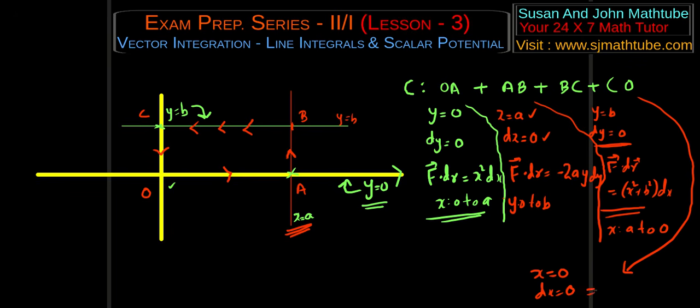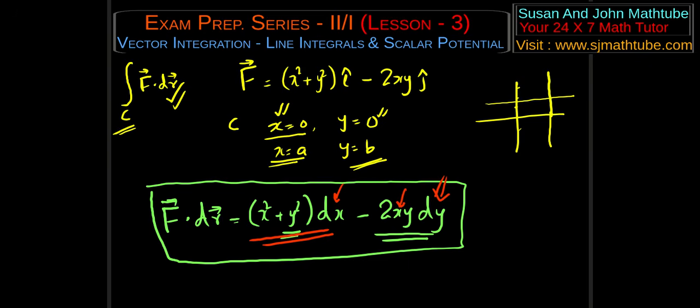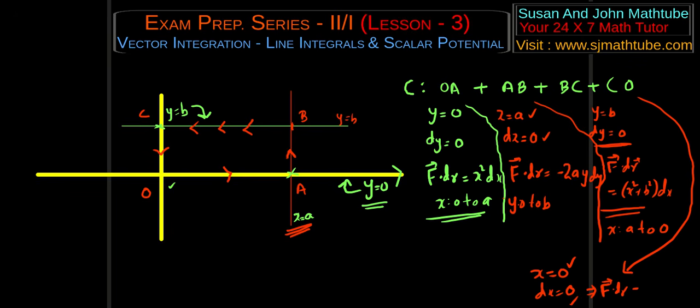And that implies f dot dr. We have to put x equal to 0, dx equal to 0. So when x equal to 0 and dx equal to 0, this whole thing will vanish. And when x equal to 0, this will vanish. So our function is nothing but 0. And when you integrate 0, definite integrals, not indefinite integrals, the answer will be 0, provided it's a definite integral. So you don't have to worry about the last part.